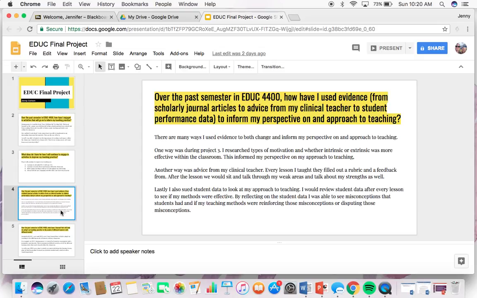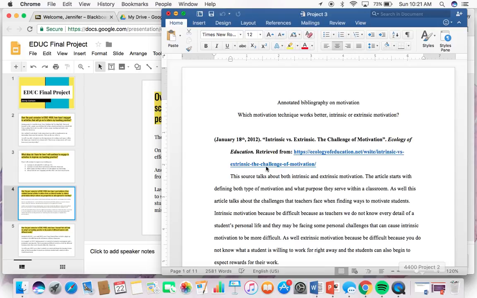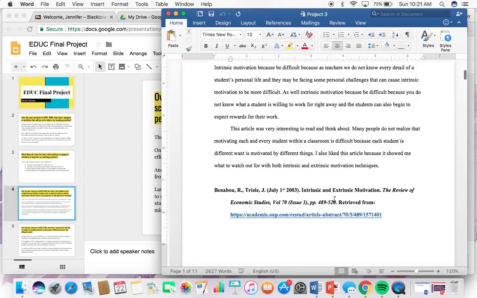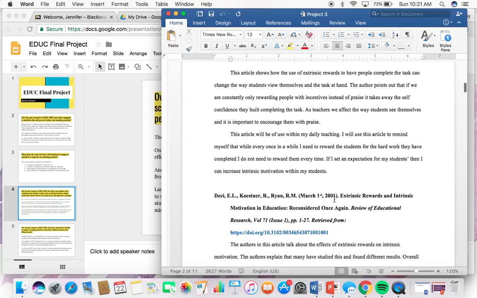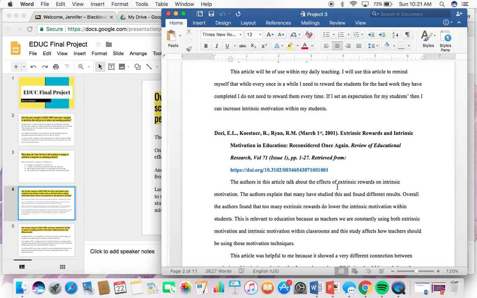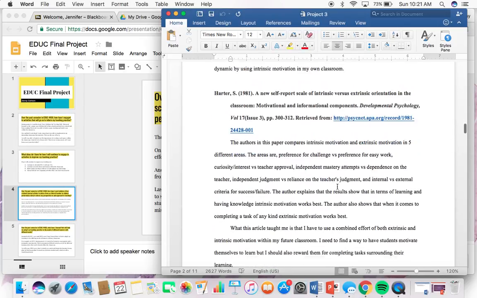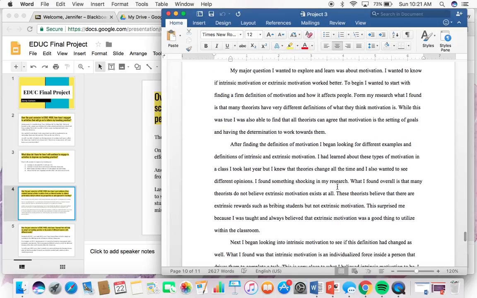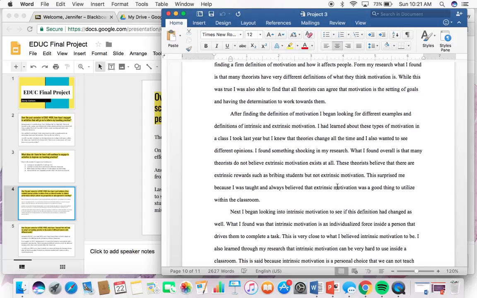The first one was during Project 3, where I researched motivation and whether extrinsic or intrinsic motivation was more effective. I had so many sources on what both types of motivation were, whether they were more effective, or if they even existed. Something I found, and wrote about in both the paragraphs and my paper, is that many theorists believe that extrinsic motivation does not exist. That's just extrinsic rewards, and it's really bribing students, and it doesn't do anything for them.